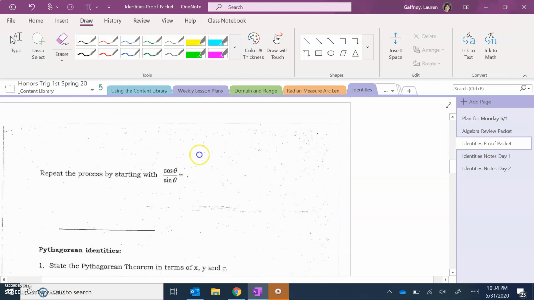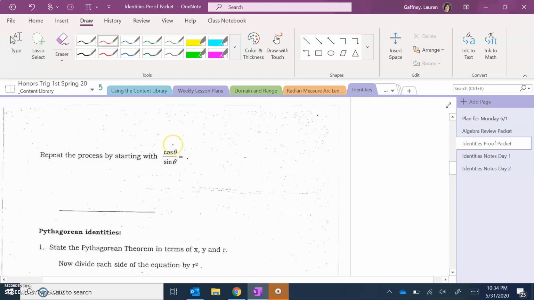Now let's repeat that process, but notice we have the flip of it, cosine divided by sine. So if I have cosine theta divided by sine theta, well, we know cosine is x over r and sine is y over r. So let's multiply by the reciprocal of our denominator, that would be r over y. Those r's cancel, and we get x over y, which we know is cotan theta.